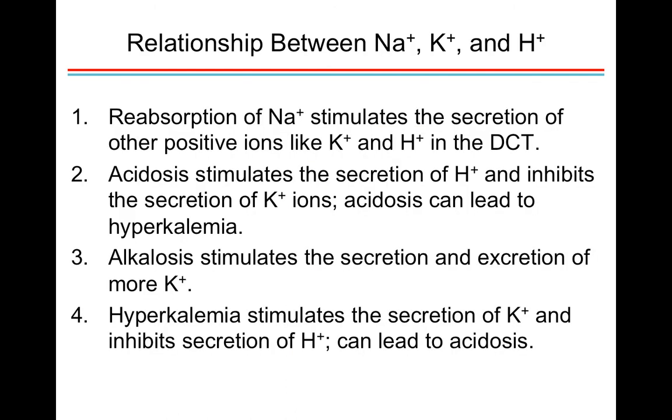So now I'd like to look at the complex relationship between sodium, potassium, and hydrogen ions. So the reabsorption of sodium stimulates the secretion of other positive ions like potassium and hydrogen in the distal convoluted tubule. So if you have acidosis in the blood, it means a slightly acidic blood, then this stimulates the secretion of hydrogen ions and then inhibits the secretion of potassium ions. And because of this, acidosis can lead to hyperkalemia, which is having too much potassium in the blood.